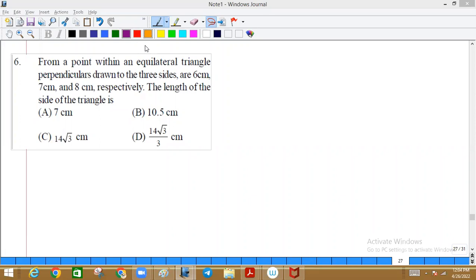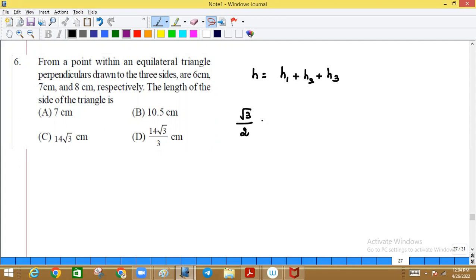From a point within an equilateral triangle, perpendiculars are drawn to three sides, which are 6 centimeters, 7 centimeters, 8 centimeters respectively. The length of the side of the triangle is? You remember when perpendiculars are drawn from a point inside an equilateral triangle to three sides, the height of the equilateral triangle is equal to the sum of the perpendiculars drawn. What is the height of an equilateral triangle? √3 by 2 into side. Side you can take as a, which is h1 plus h2 plus h3.